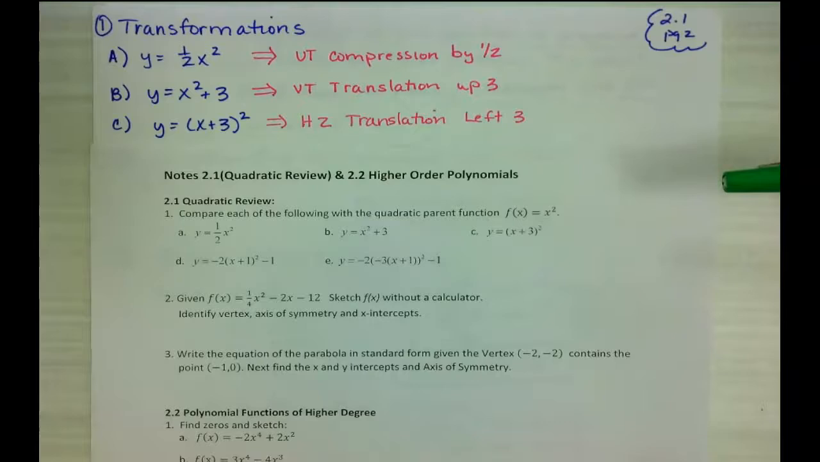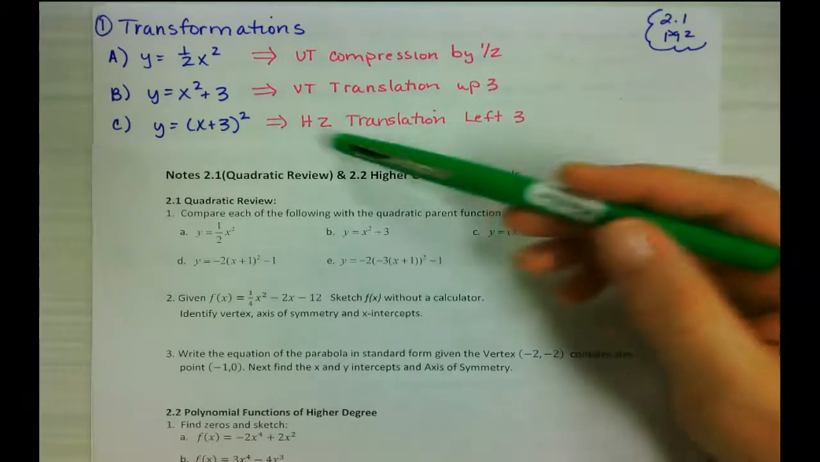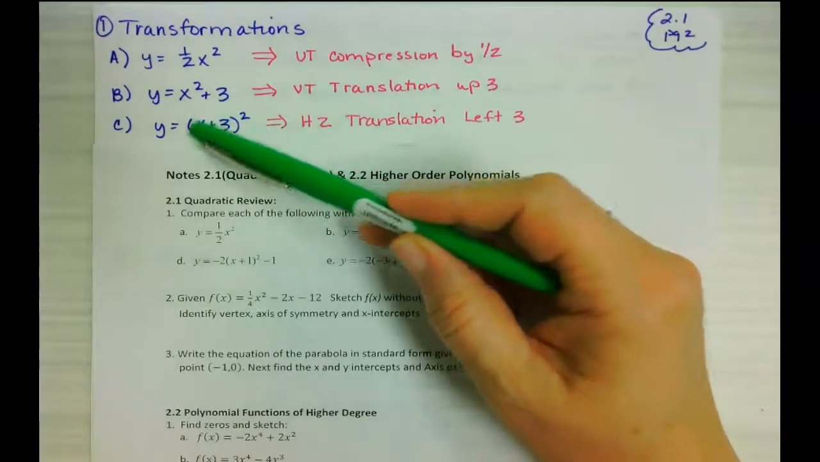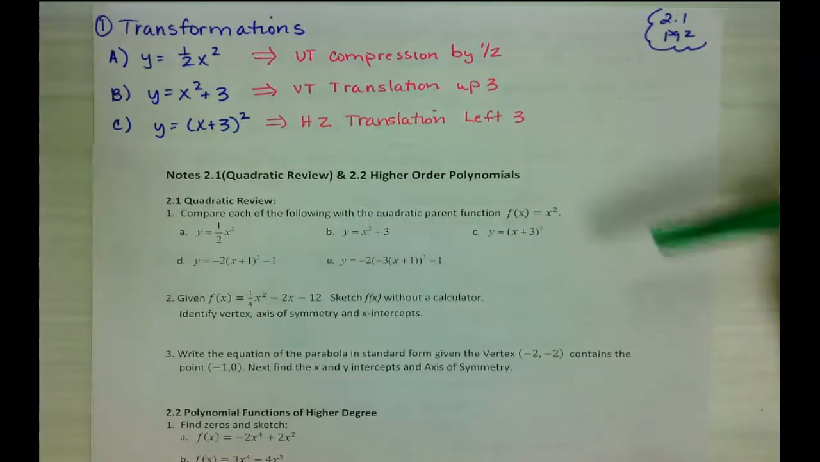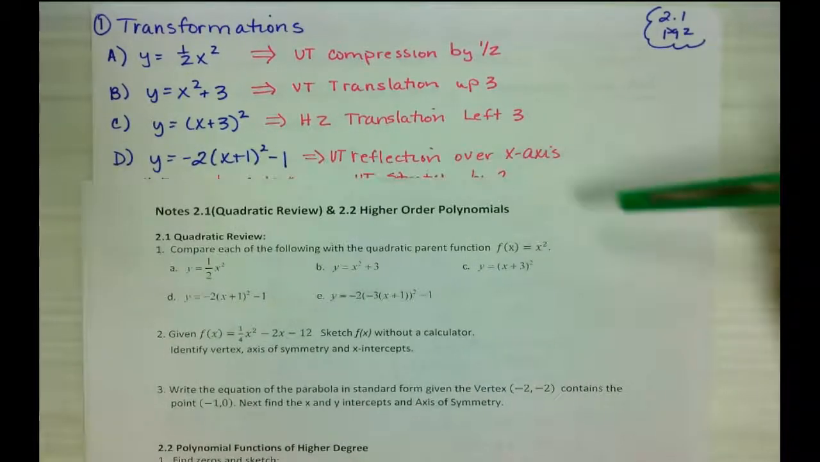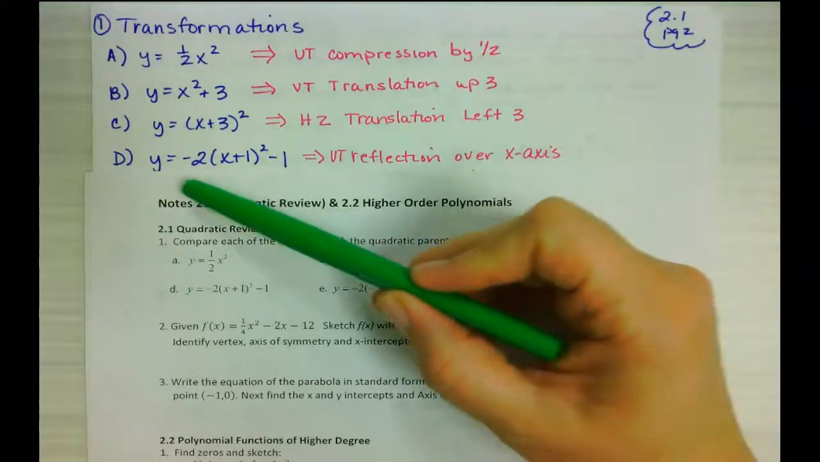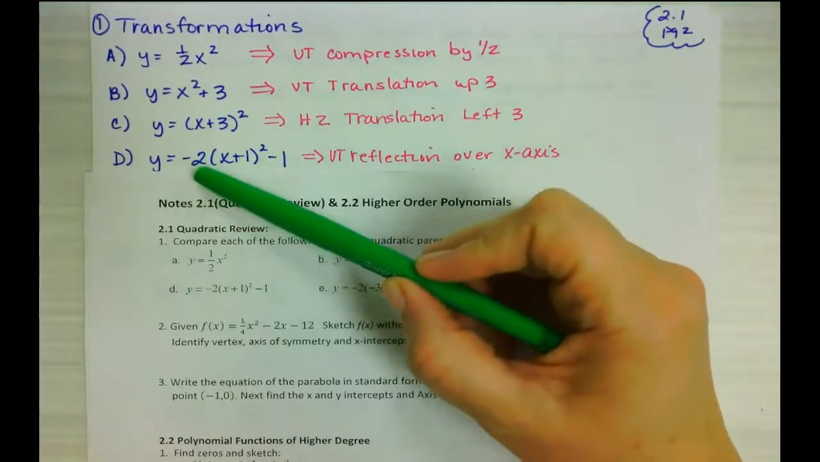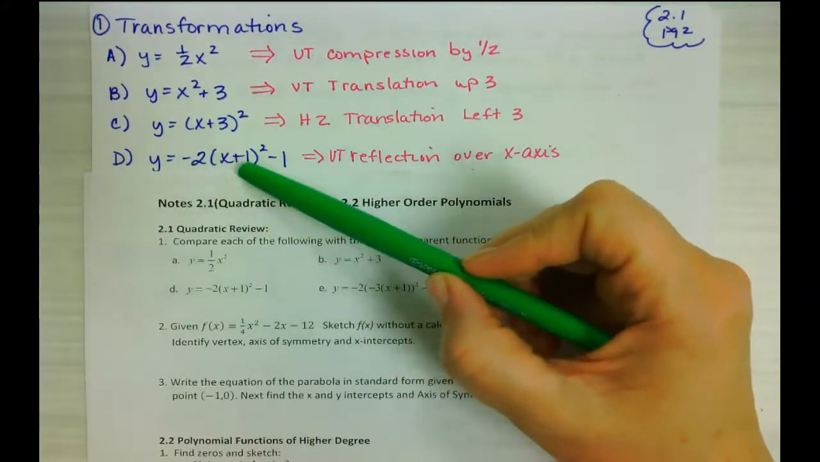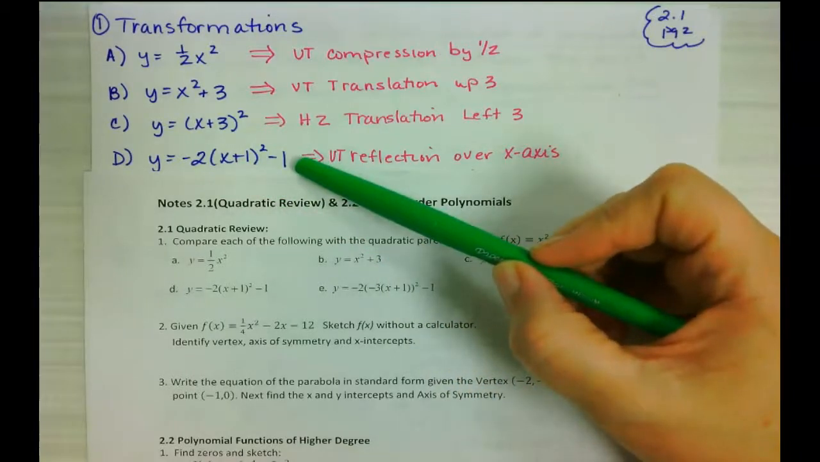Then we looked at the next one, which was x plus 3 squared. Because that x is inside the power of 2, we know it's affecting the graph horizontally, and it would be a horizontal translation left 3. And then we have D, which has a few transformations going on. We've got a reflection, a vertical stretch, a horizontal translation to the left one, and a vertical translation down one.